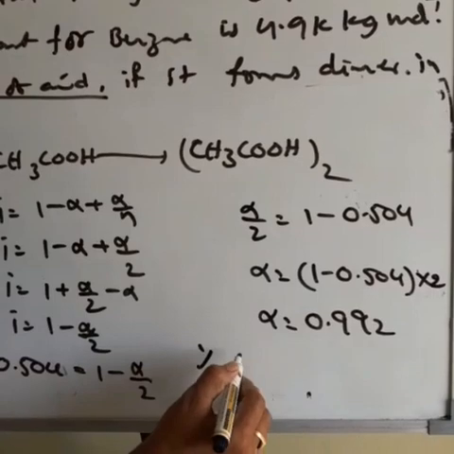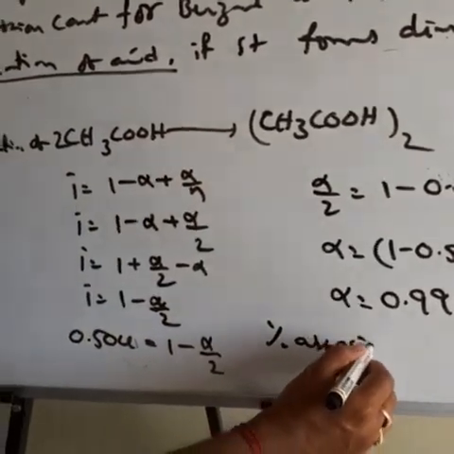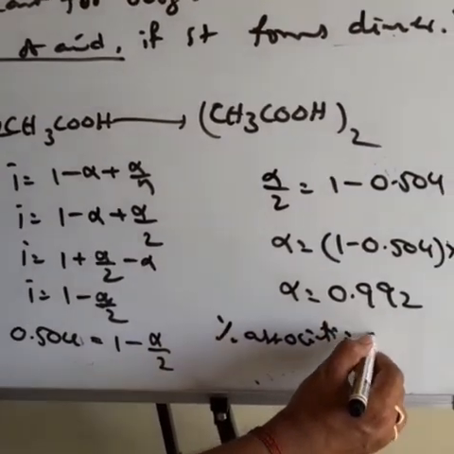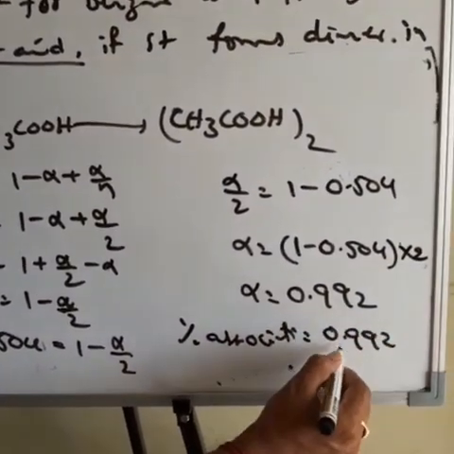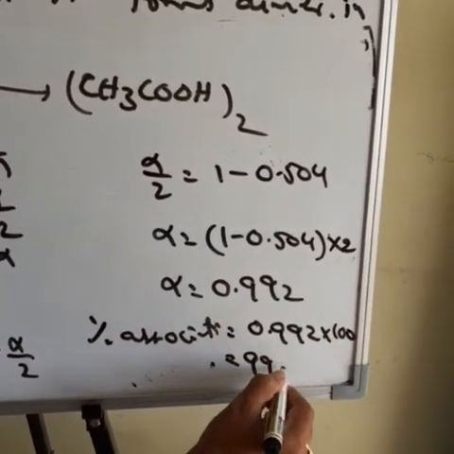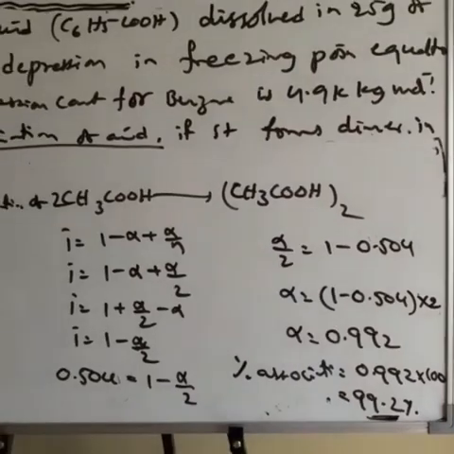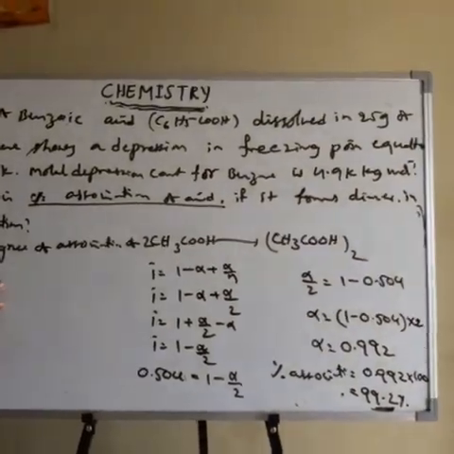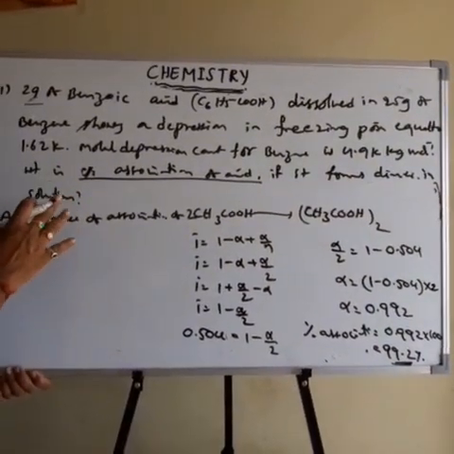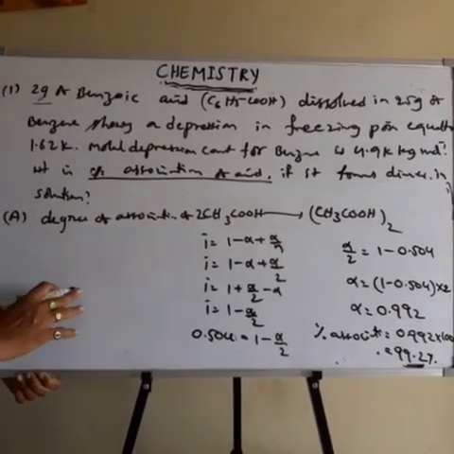This is the degree of association. Percentage of association means 0.992 into 100 percent, which gives 99.2 percent. That is the percentage of association. That is about the problem. So this is a textbook problem, about the abnormal molecular mass. So up to this, this chapter is finished.